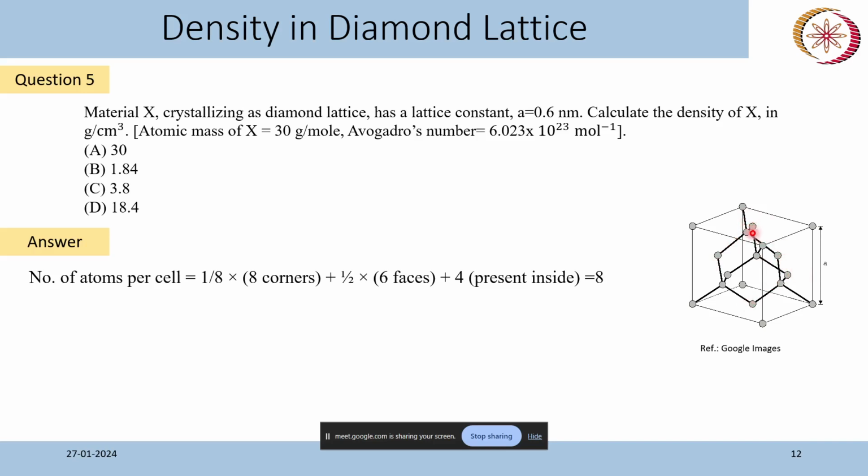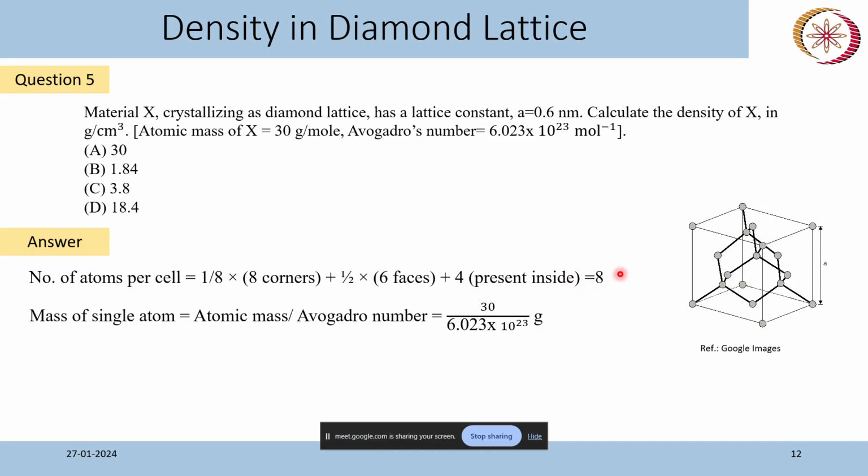Like for this atom, this will be shared between this unit cell and the top unit cell. So the contribution is half, and there are 6 faces. And then there are 4 atoms inside this lattice. So you can see number of atoms in one cell is 8. So now we get the number of atoms.